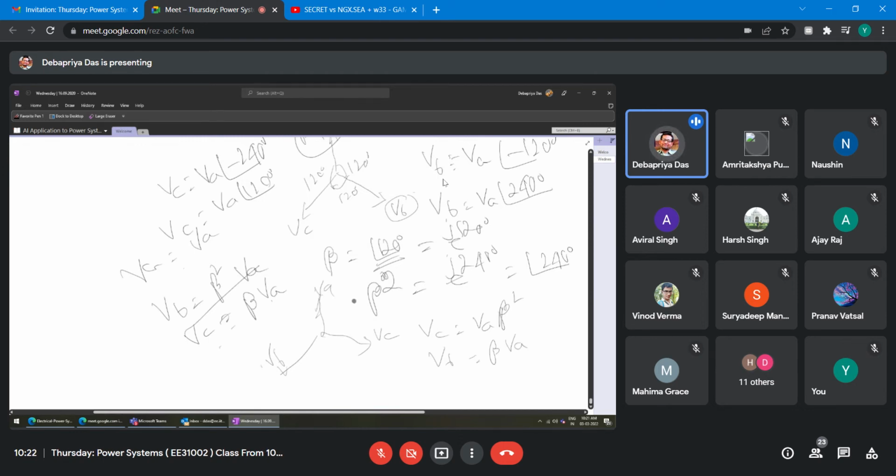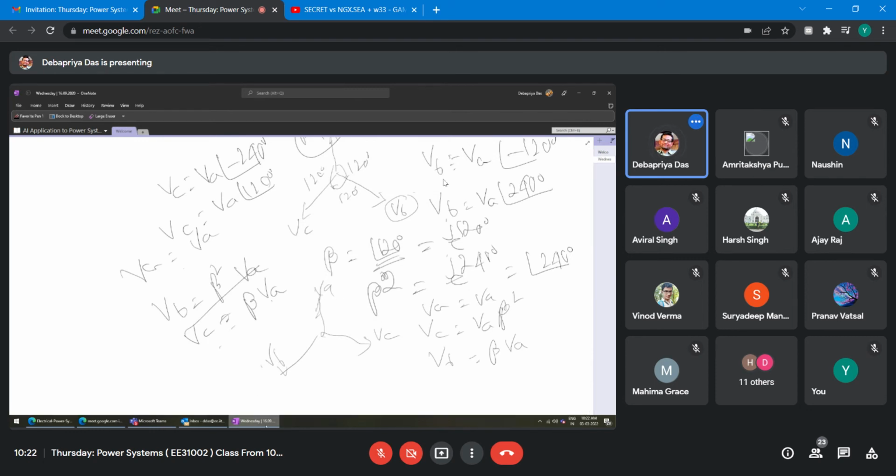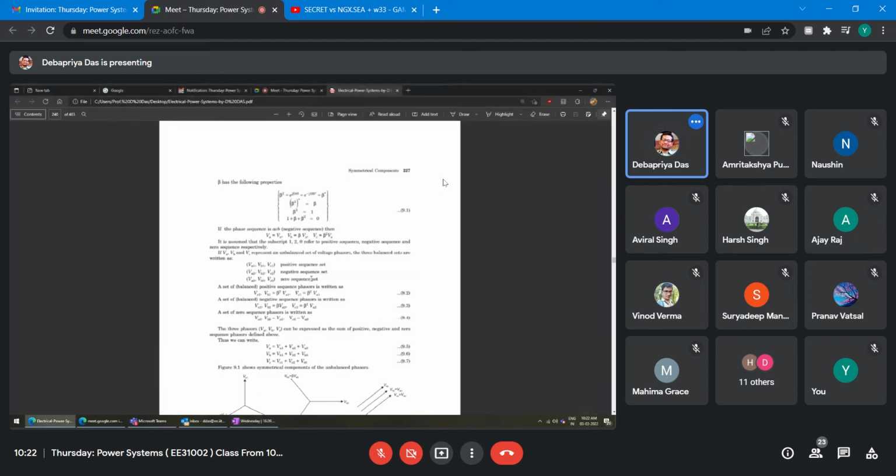For negative sequence, it will be just opposite, and VA will be as usual VA. Just opposite, because now it is ACB instead of ABC, right? Therefore, in that case VA is VA, VB is beta VA, and VC is beta square VA. The phase sequence is ACB, that is negative sequence, just opposite to the positive sequence, right?